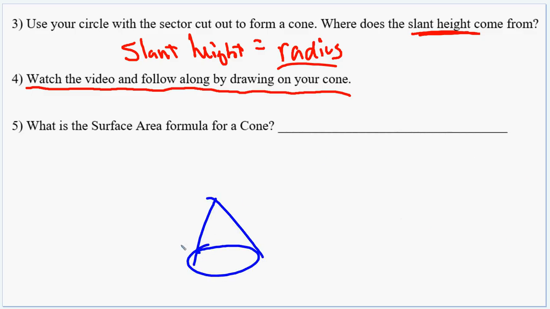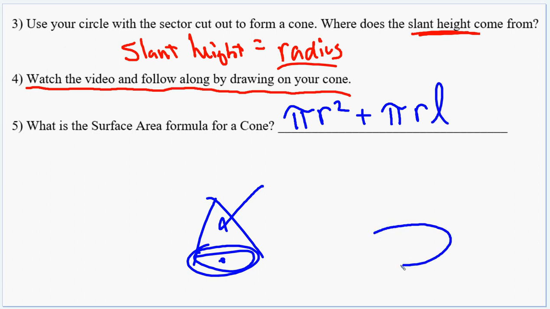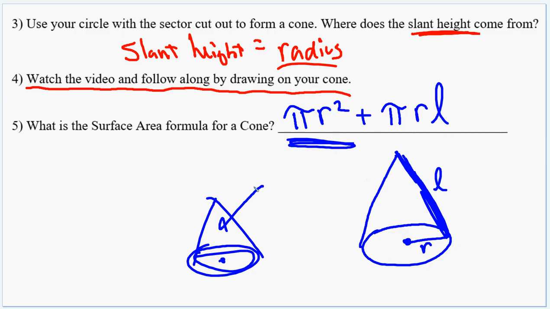So if we have a cone, the base of the cone is just a circle, so that's going to be pi r squared. And then the area of that cone is going to be pi times r times the slant height L. So if I draw a little bit better picture here, of course this r is going to be the radius. L will be coming down the side of the cone here, so pi times r times L is going to be our area of that part of the cone. So pi r squared is our base, pi r L are the sides of that cone.